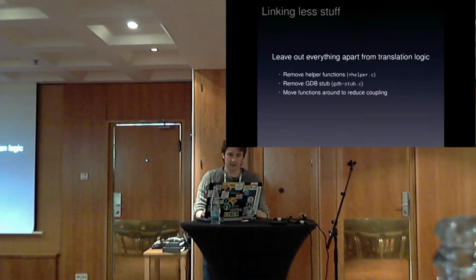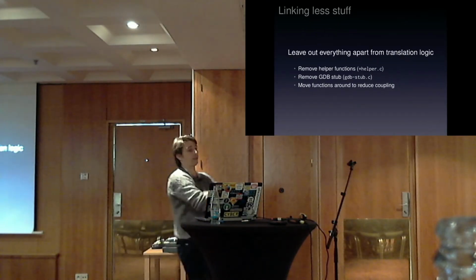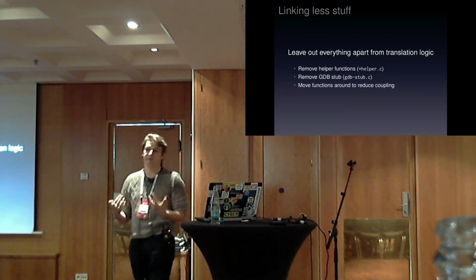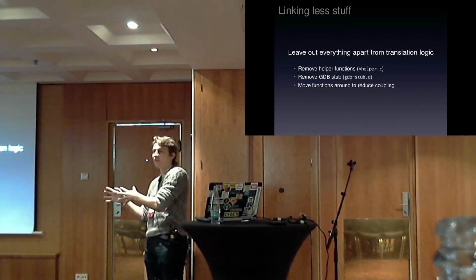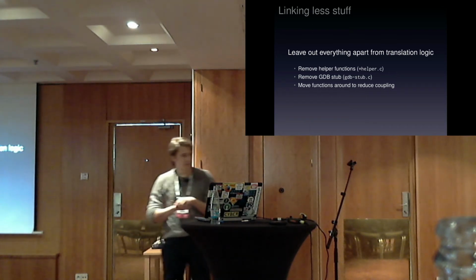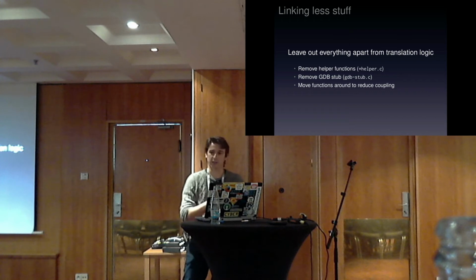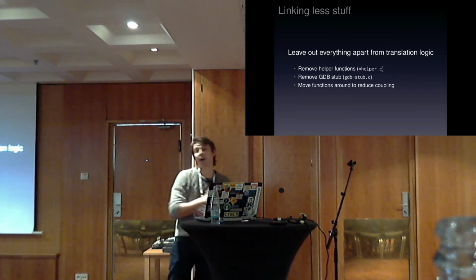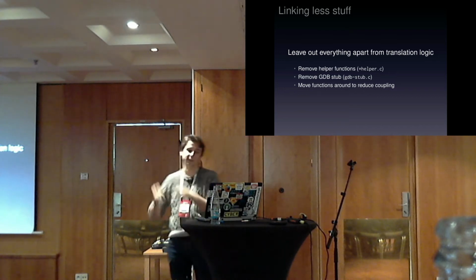One of the challenges that we had to face was trying to link as little stuff as possible. Because for instance, if you're only interested in exposing the front end, you do not want to expose anything of the back end, right? The code generation part, if you're not interested in that, there's no reason to put it in the library. So we had to move some functions around to reduce the coupling between the files. And basically, if you're familiar with the QEMU code, we're trying to keep exclusively the cpu.c and translate.c files, which are those that contain the actual translation logic from the input architecture to tiny code instructions.